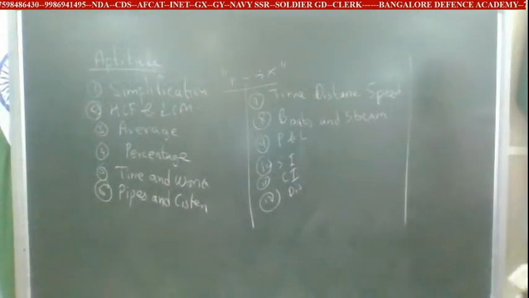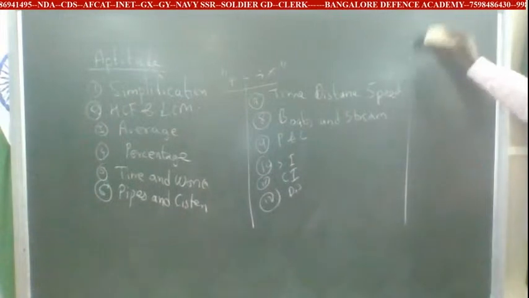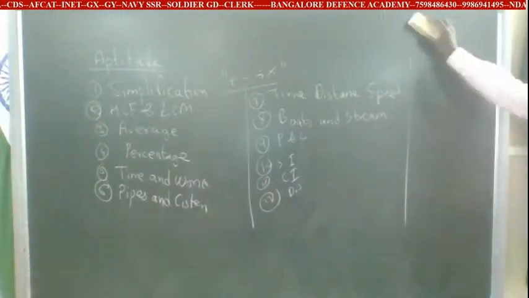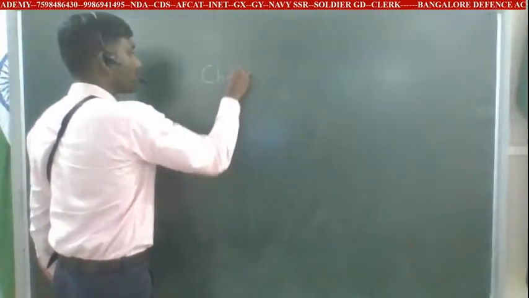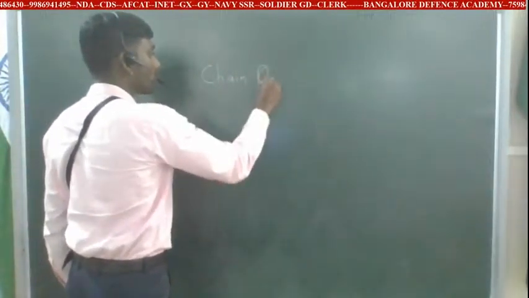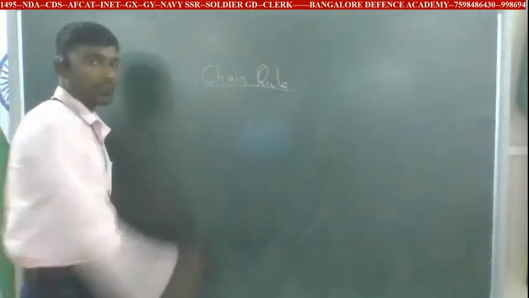You very well know it, those who are attending this AFCAT for a few months. Now here, how to focus on this aptitude. The first chapter I have told you, that is simplification. Next, the most important chapter and the easiest to solve is time, distance and speed. And here I can call it chain rule. This can also be called chain rule.